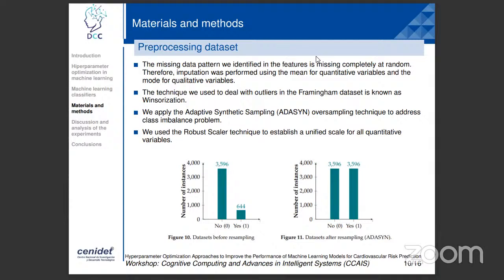3,596 instances are classified with no risk for developing heart disease in 10 years, while 644 instances are labeled as risk for developing heart disease in 10 years. After we resampled the data, the instances were equally balanced, 3,596 for each target label. And finally, we use robust scaler as a standardization technique.